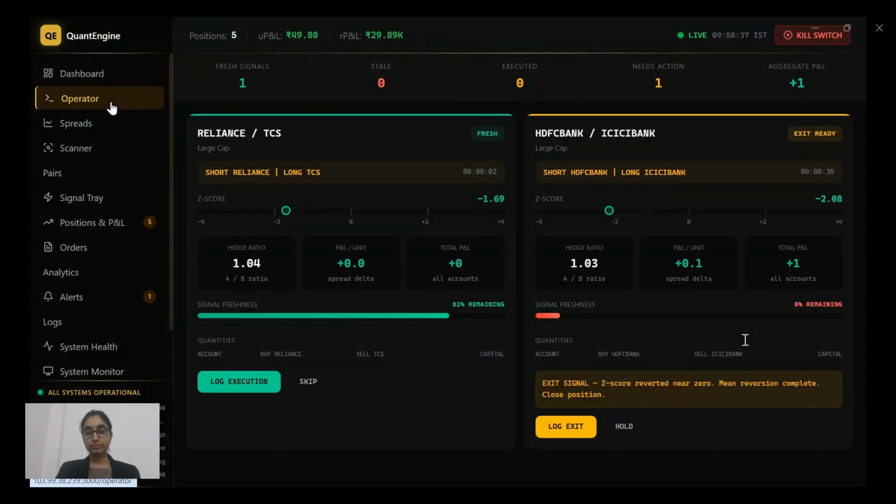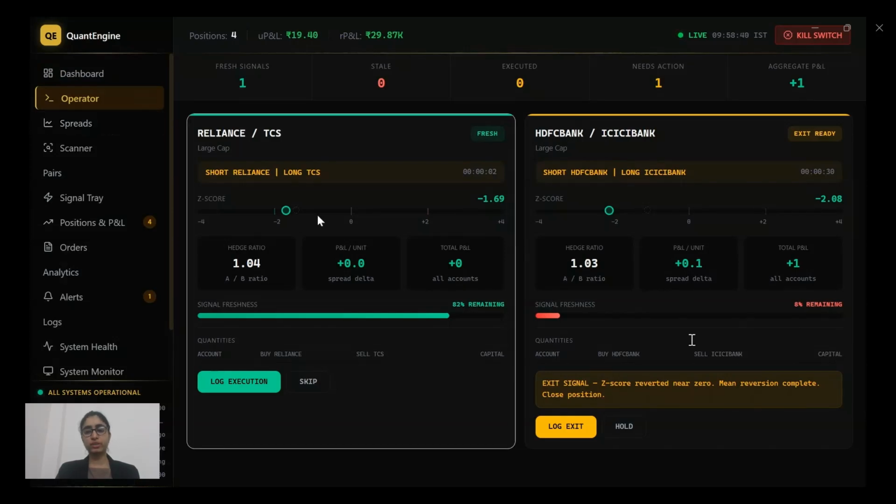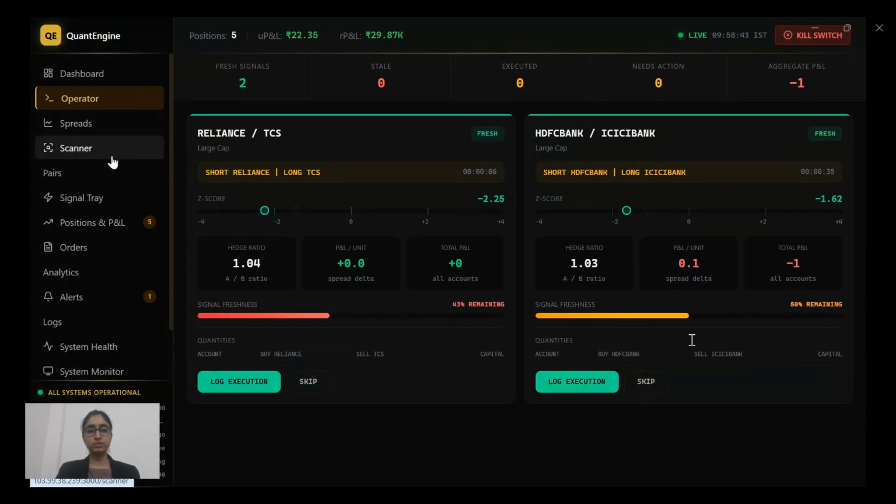Moving to operator. This is where you actually run the show. You start a strategy, pause it, restart it all in one click.